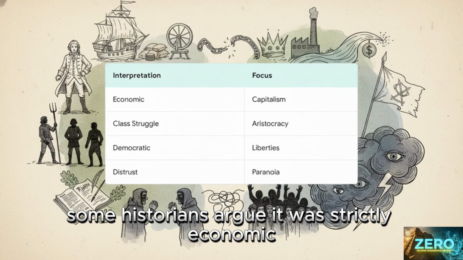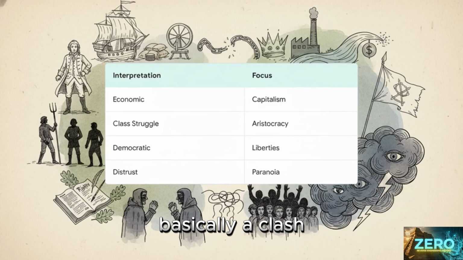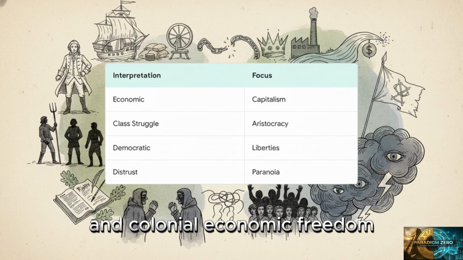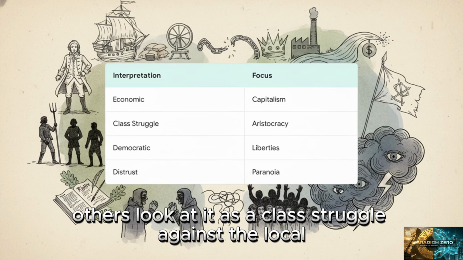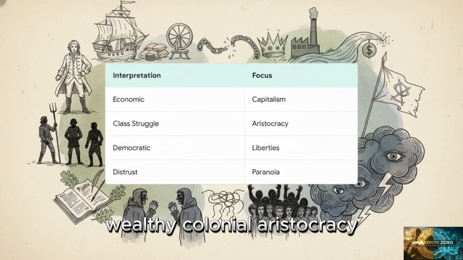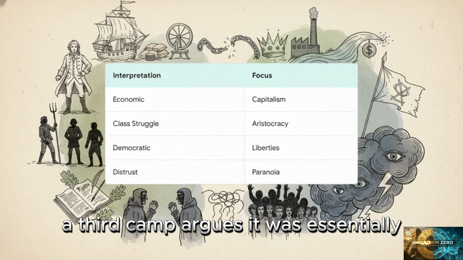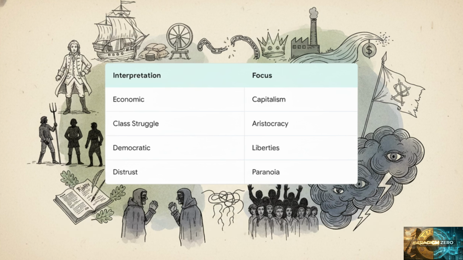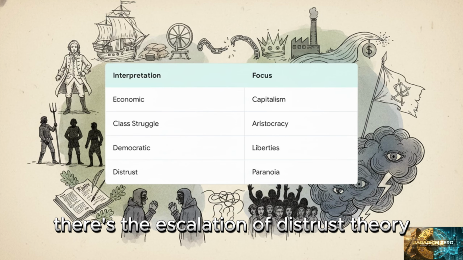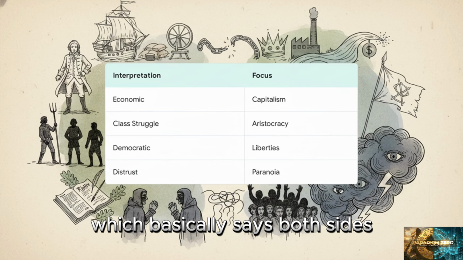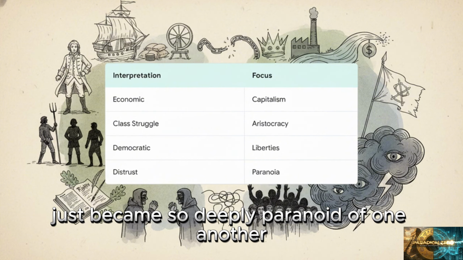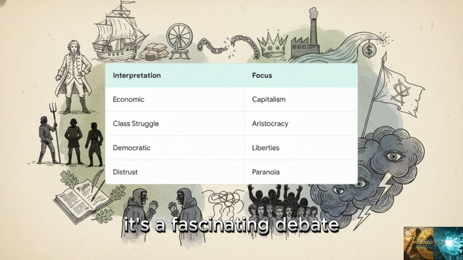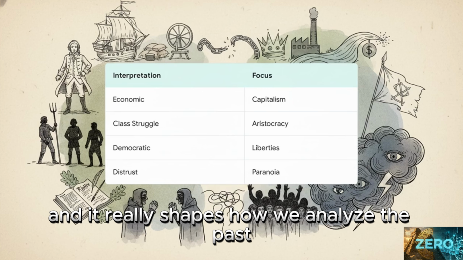Some historians argue it was strictly economic, basically a clash between the survival of English mercantile capitalism and colonial economic freedom. Others look at it as a class struggle against the local, wealthy colonial aristocracy. A third camp argues it was essentially a democratic movement designed to protect existing liberties. And then finally, there's the escalation of distrust theory, which basically says both sides just became so deeply paranoid of one another that it led to a disastrous deadlock. It's a fascinating debate, and it really shapes how we analyze the past.